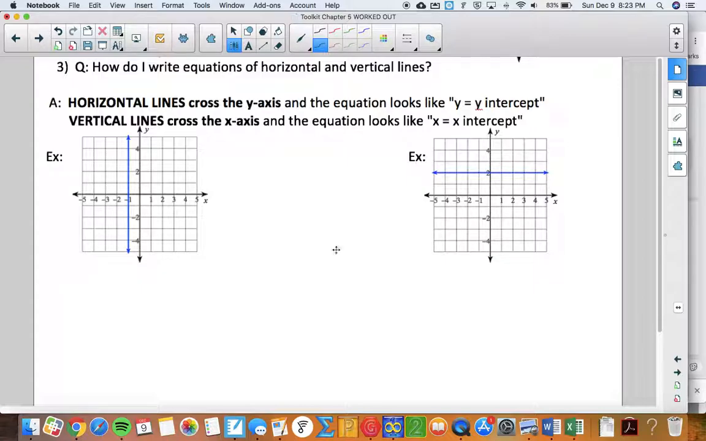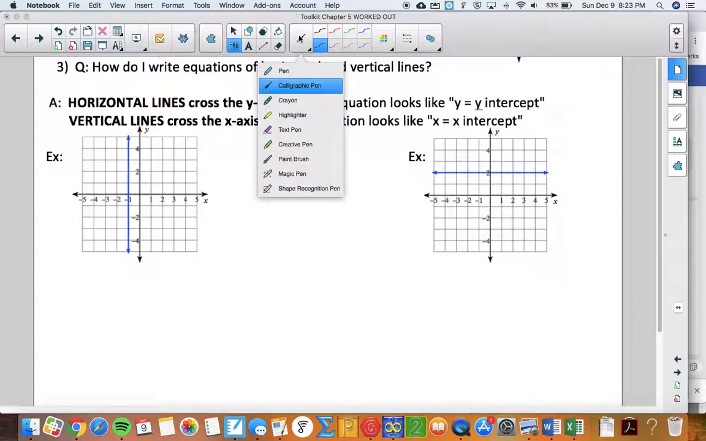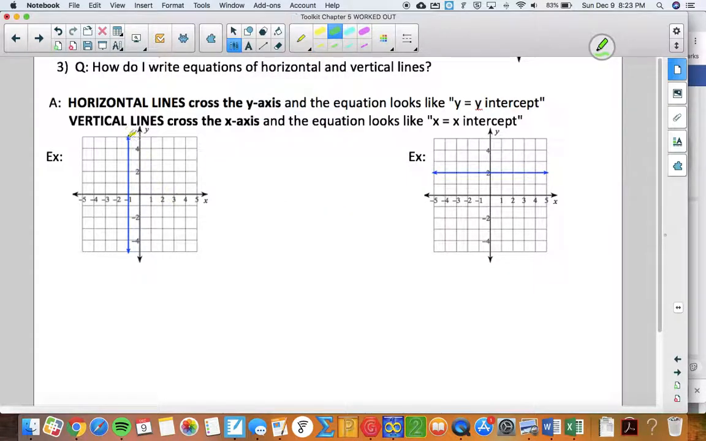Question number 3. How do I write equations of horizontal and vertical lines? Like, I look at this first example and I'm like, oh my gosh, that's scary. What's that equation of the line?